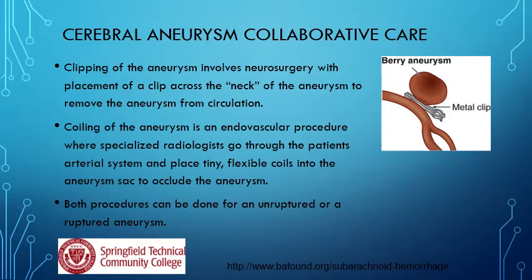If the aneurysm is not amenable to clipping, or if the surgeon feels like it's easier for the aneurysm to be treated using endovascular techniques, the radiologist can go through the patient's groins into the arteries and place tiny flexible coils into the sac of the aneurysm to occlude it and also take it out of circulation. Both procedures can be done for a ruptured or an unruptured aneurysm. Obviously, a ruptured aneurysm is an emergent situation, so those patients are going to be considered unstable until the aneurysm is secure.